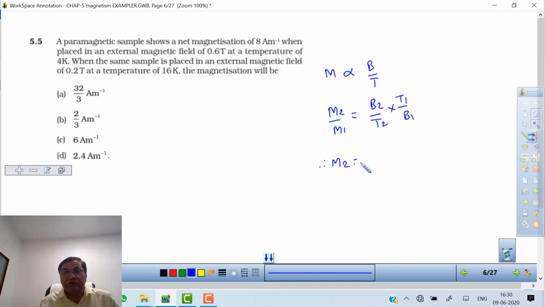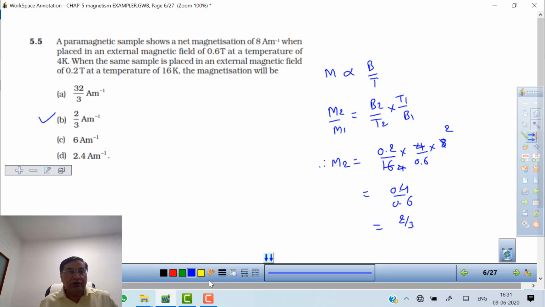And therefore M2 is equal to what? B2 is 0.2 Tesla, temperature is 16, into T1 which is 4, and B1 is 0.6, into M1, and M1 is 8. So if you simplify, 4 times 2 is 8, so 0.4 upon 0.6, so I think it is 2 by 3 ampere per meter. So option B is the correct one.